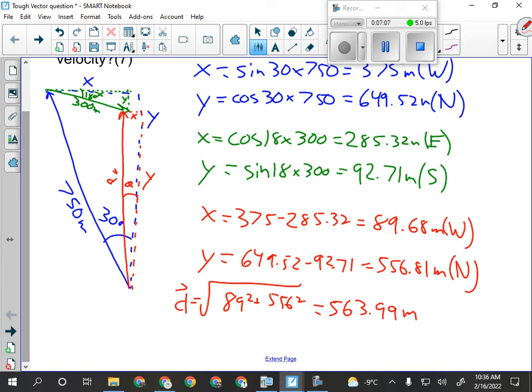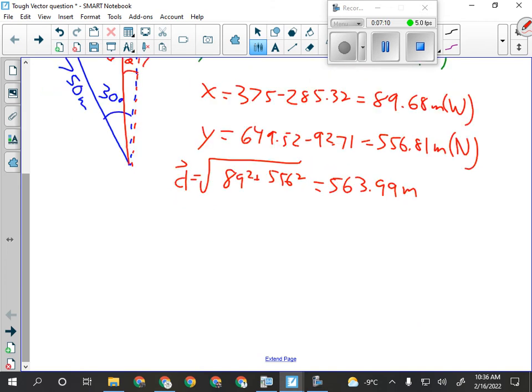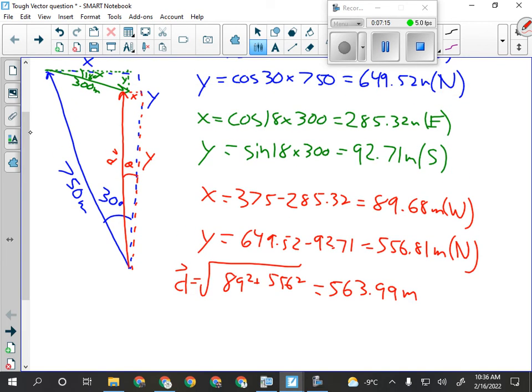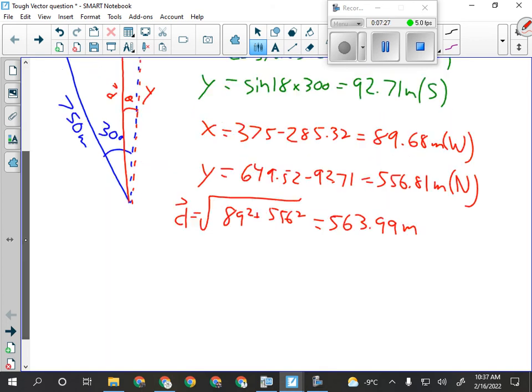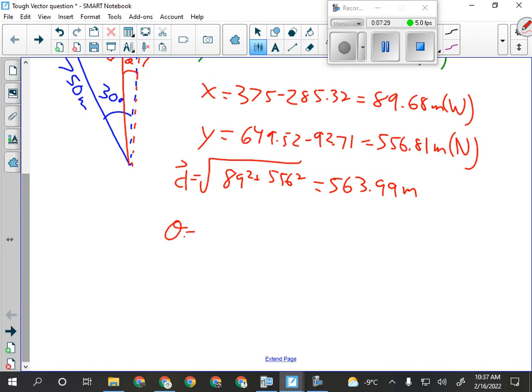Lindsay, what do I do next? Something I still haven't found. Right, I got to find the angle here. I've got y, I've got x, so I can use trigonometry to get that. So theta will be tan to the minus 1 of x over y, because x is opposite, sorry. So that'll be the 89 over 556.